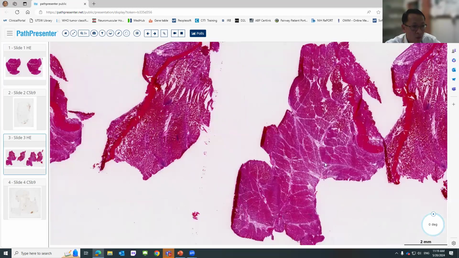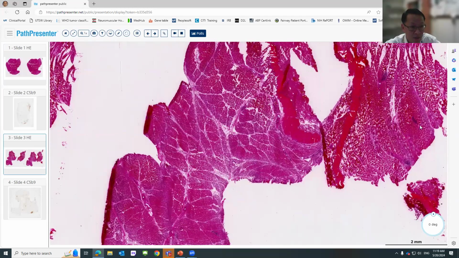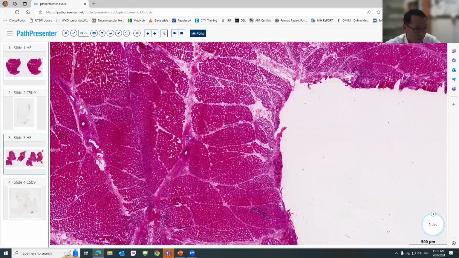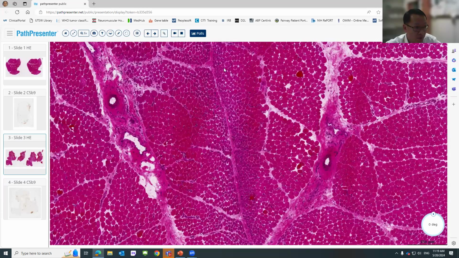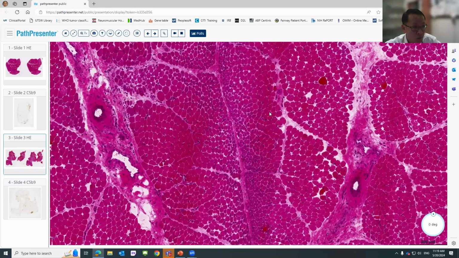So at very low power, you can appreciate foci of inflammation. These are perivascular inflammations. And as we zoom in, at this level, you can start to appreciate perivascular atrophy. So you can see that they span the full length of these fascicles, and they're very uniform. And towards the center, the fibers become bigger.